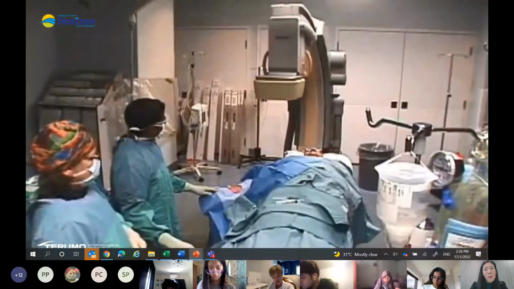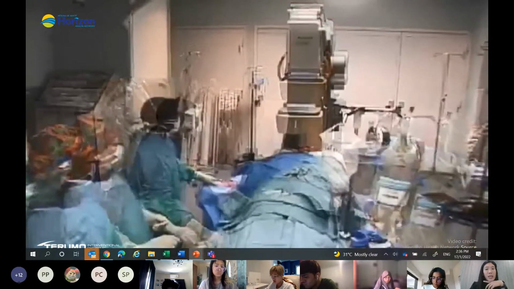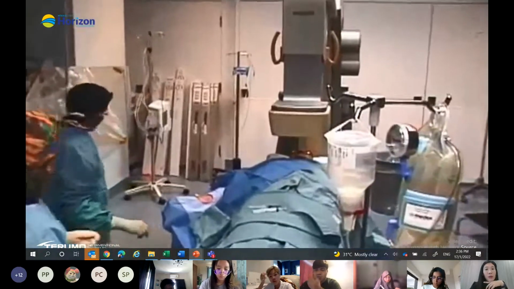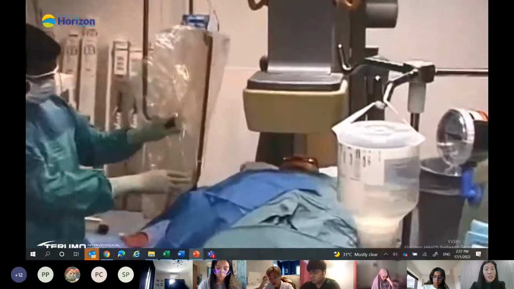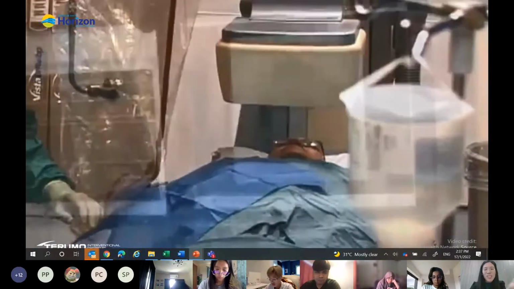Okay, so basically you can see the C-arm moving. The C-arm is where the X-ray is coming from. So when the contrast media is injected through, this C-arm will basically be going around your body. It will not touch the patient's body, but it will go around it to take the coronary artery images at different angles.